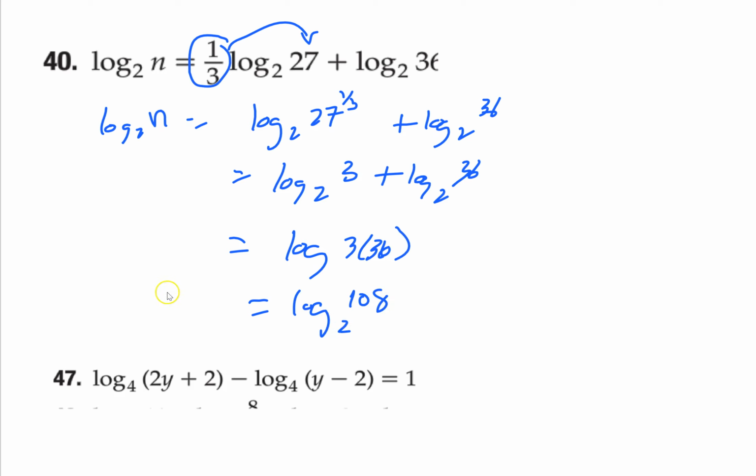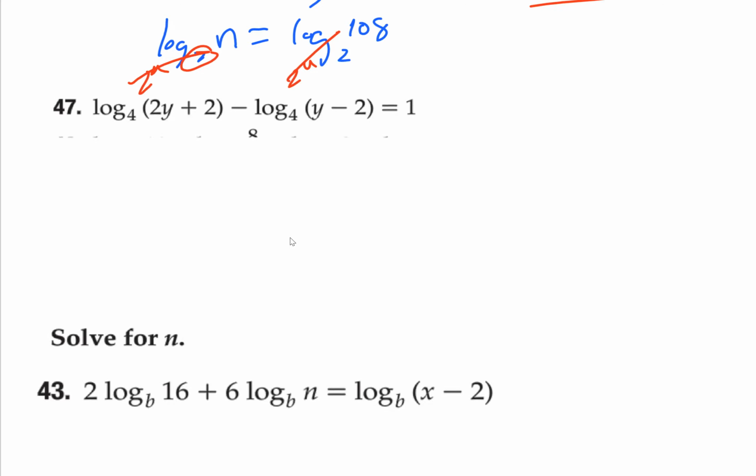Base of 2. Log base 2 of n. Right? That was all the hard work. Now you're just like, okay, I got them here. I could take the base of both sides. These will cancel out the logs. And I get n equals 108. If you plug it in, it works. So you're good.